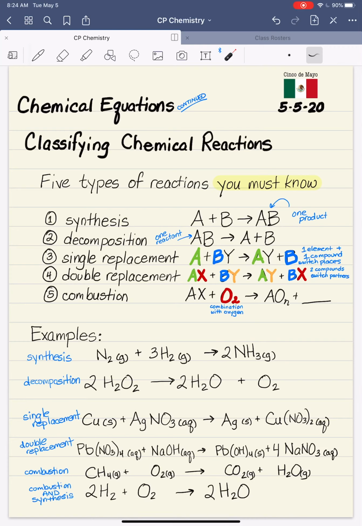All right, the opposite of synthesis is decomposition. In decomposition, we have the reverse. We have one reactant becoming more than one product.